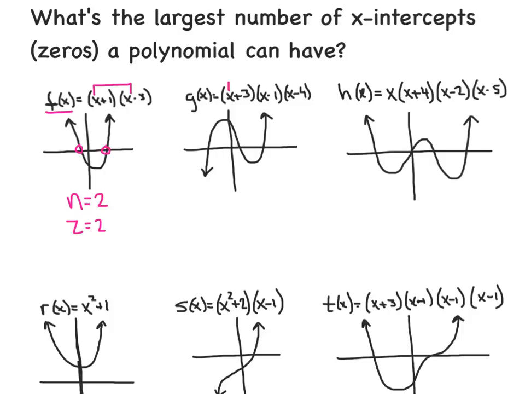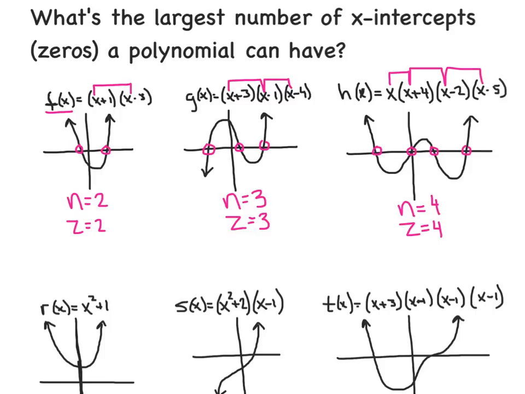G of x, if we multiplied x times x times x, we'd end up with x cubed. So the degree is 3. It's an odd degree function. And you'll notice that there are exactly 3 zeros. So z equals 3. For our next function, h of x, x times x times x times another x is x to the 4th. So this is a 4th degree polynomial. And there are exactly 4 zeros. So z equals 4. So far, after 3 examples, my hypothesis might be, well, the number of zeros is equal to the degree. Number of zeros equals the degree.